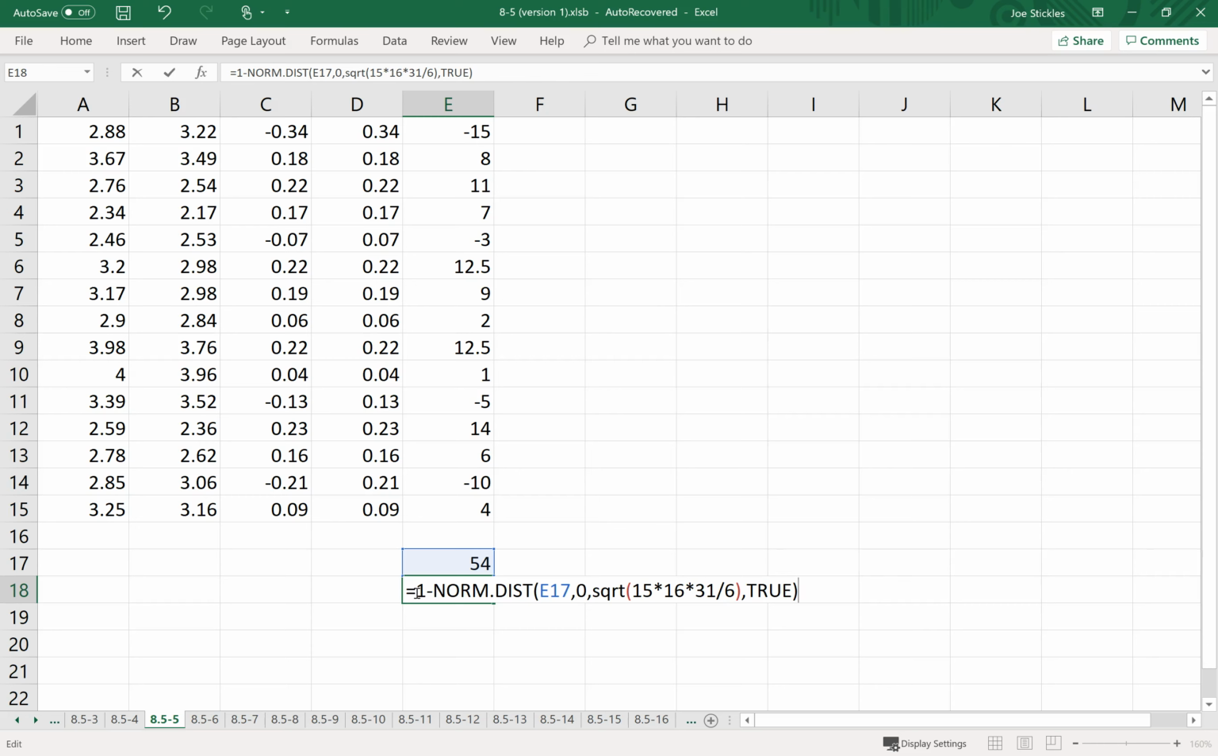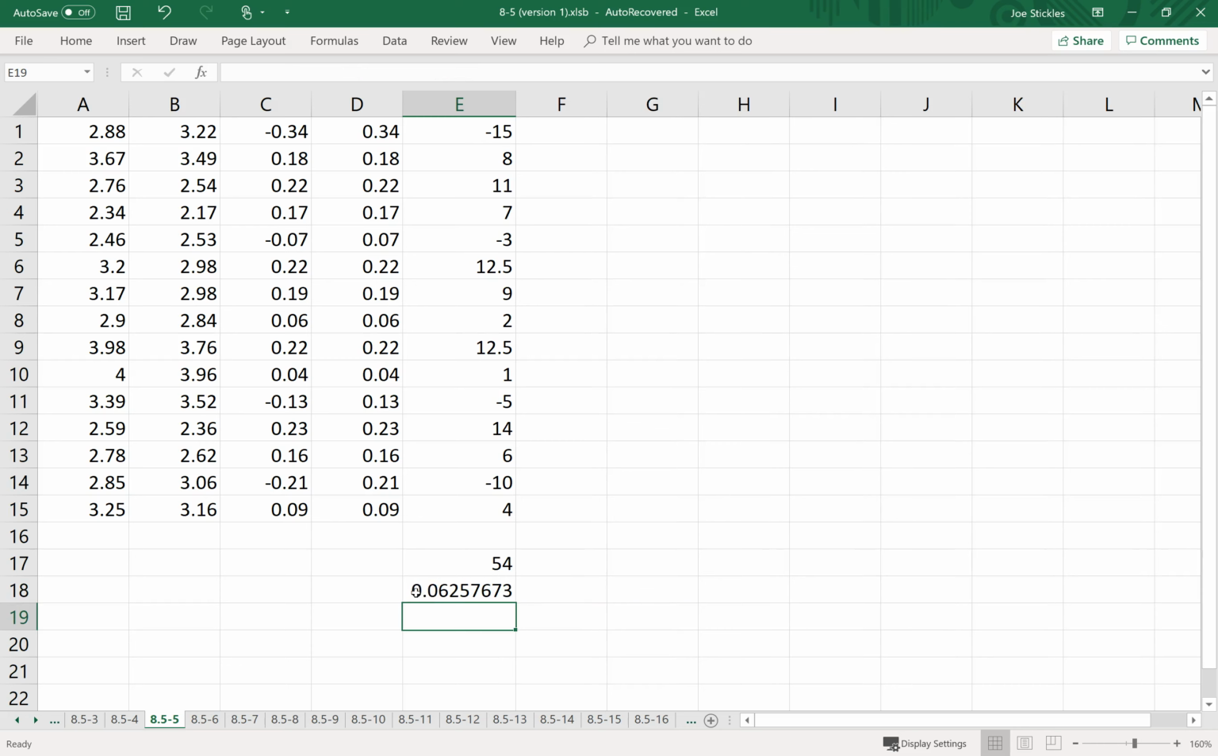If I want the p-value, I need to go above the 54, the probability that we're greater than 54. The normal distribution will give me cumulative up until that point, so I need to subtract it from 1. And the square root of 15 times 16 times 31 over 6 is that n times n plus 1 times 2n plus 1 over 6. So there's the p-value.